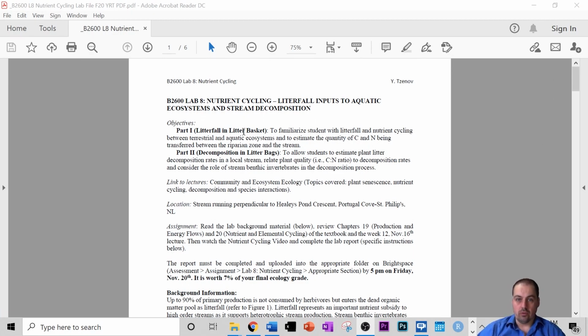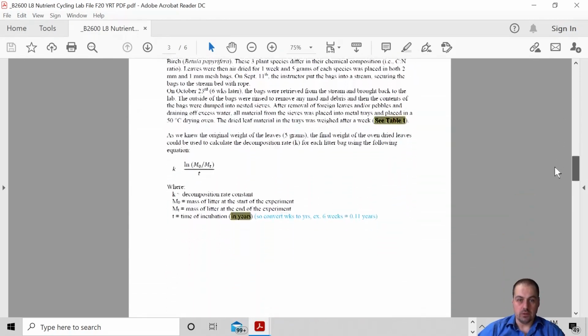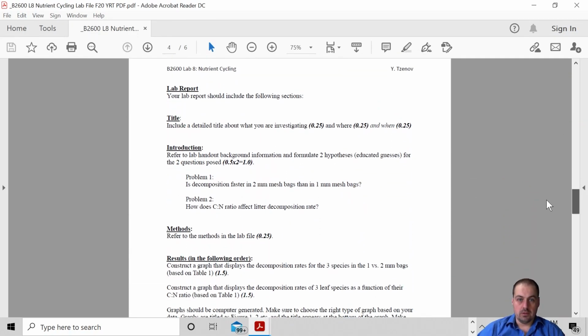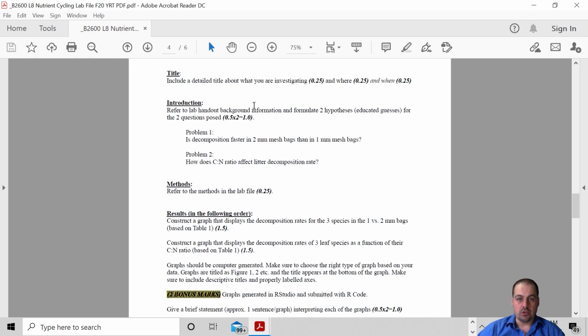The last part is your write-up. I've got up the lab file here, and I'm going to scroll down to the write-up. I'm not going to give you a lot of detail for some of these sections because you've done it before. For the title, you should know that it should be detailed at this point. For your introduction, give some background information on nutrient cycling. You could take that directly from this handout.